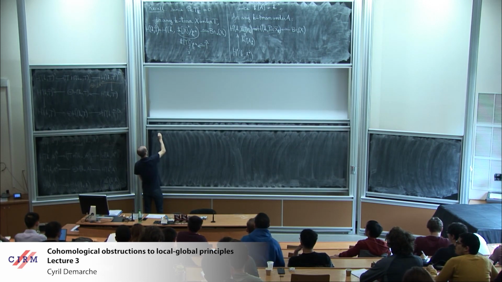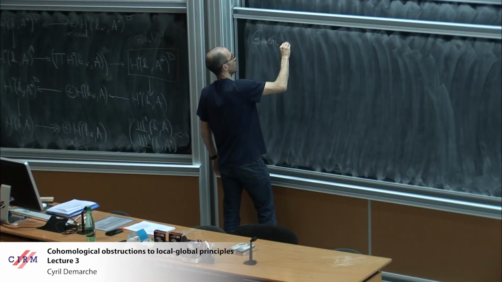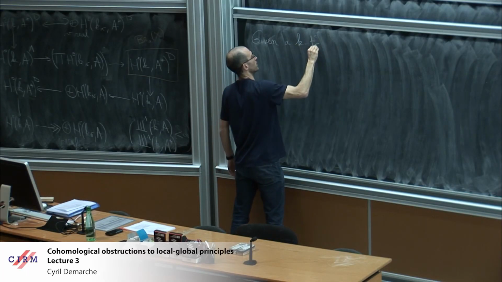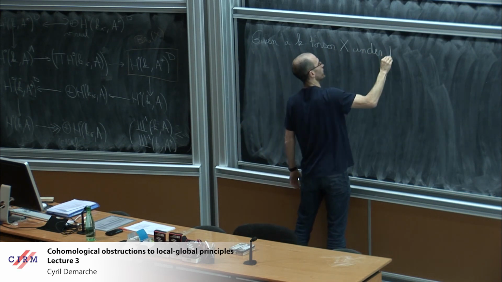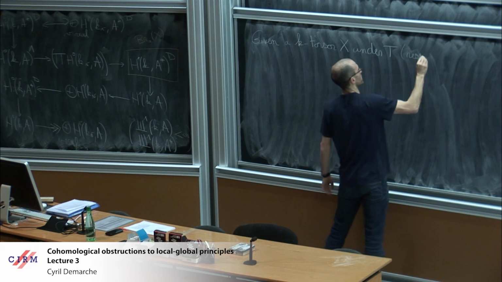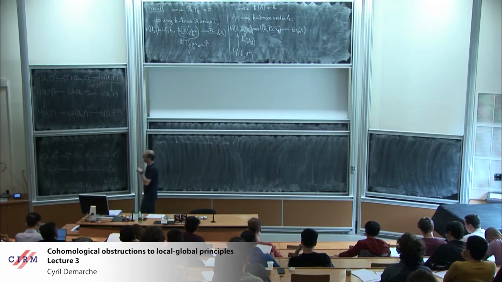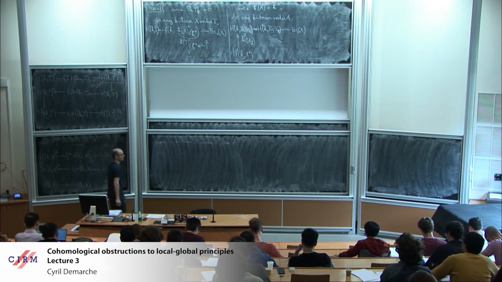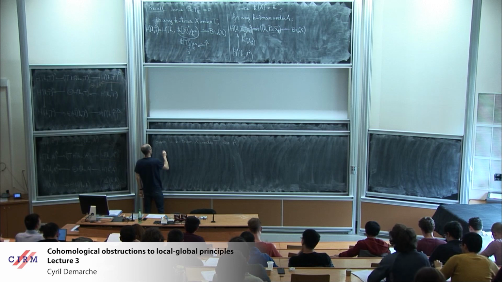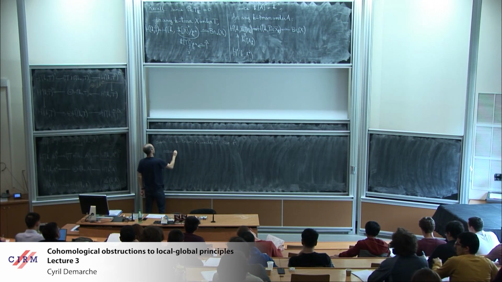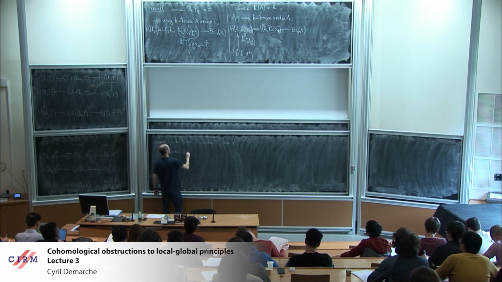So given a k-torsor X under T, respectively A. So for the Hasse principle, you assume that you have an adelic point.